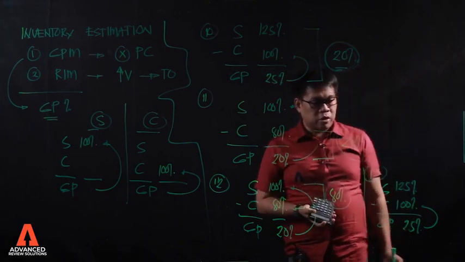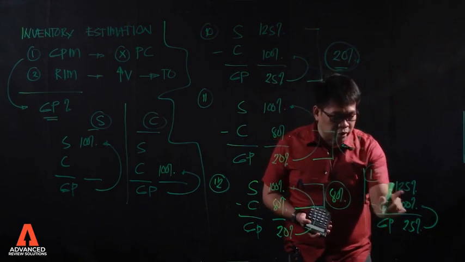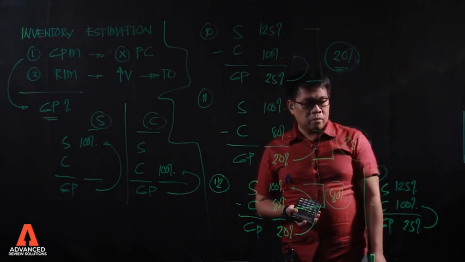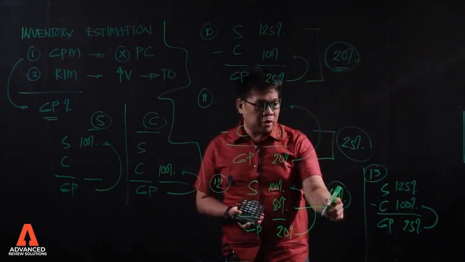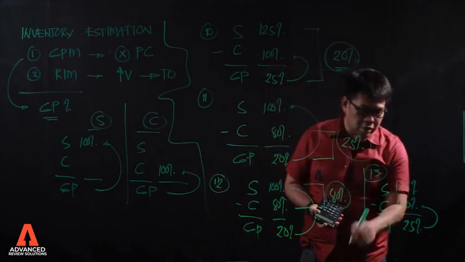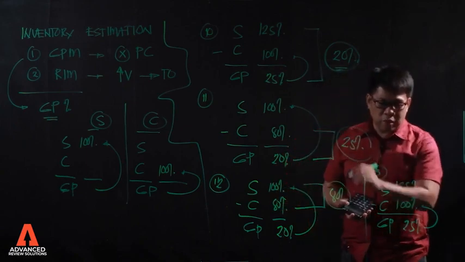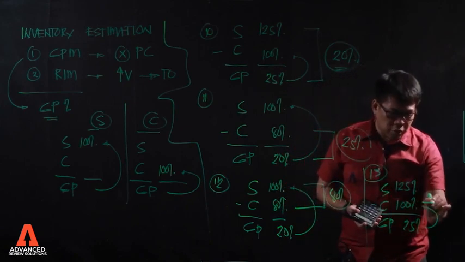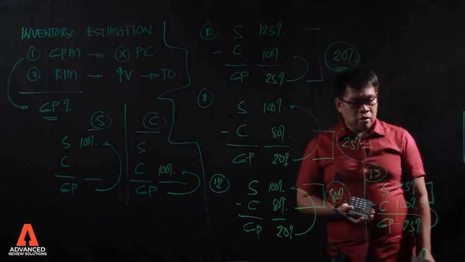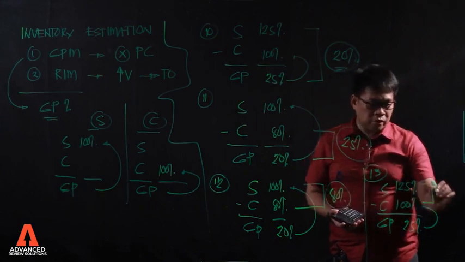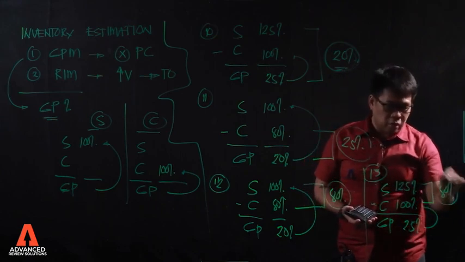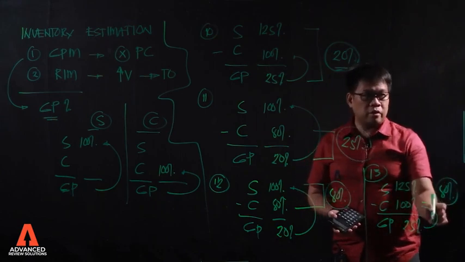Tinatanong niya ng cost ratio sa item 13. Huwag mong isasagot yung 100%. Unlike dito, yan yung 80%, yan din ang sagot sa cost ratio. Pero dito, wag mong isasagot yung 100% because the formula for cost ratio is what? Cost of sales over sales. So 100 over 125. 100 over 125, this should be what? 80%. Okay? So answer in number 13, 80%.